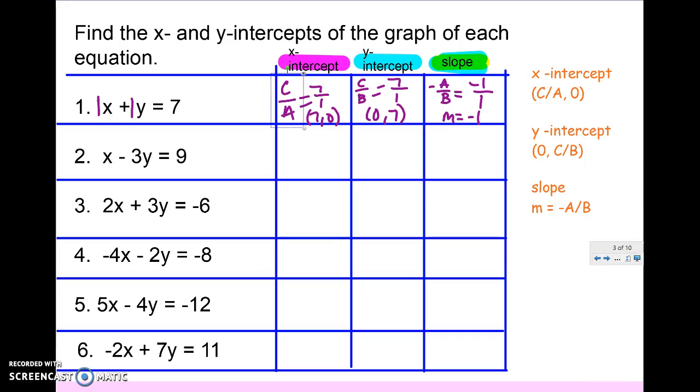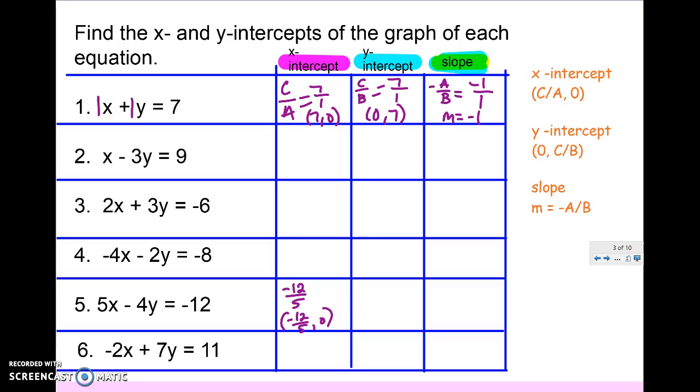So let's look at number 5, because this one's going to give you fractions. If I do c over a for my x-intercept, I get negative 12 over 5. So my point is negative 12 over 5, 0. That's okay. I can have a fraction as a point. The only thing is when I graph it, I'd probably want to change it to a mixed number. And you don't have to change it on paper, just do it in your head. So that way you kind of know where the number is.